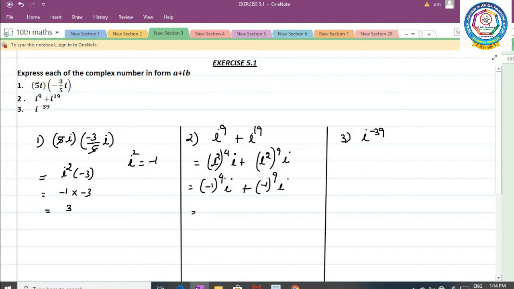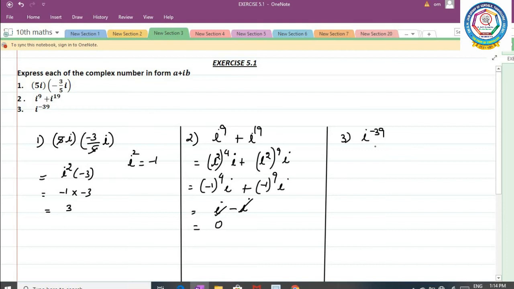Which is equal to minus 1 the whole power 4. Power is even, you will get only positive values. So 1 into i. Here minus 1 the whole power 9. Power is odd, which means you will get negative values. So minus 1 into i, minus i. See here, minus i plus i cancel. You are getting 0. See here the real part is 0, the imaginary part is also 0.